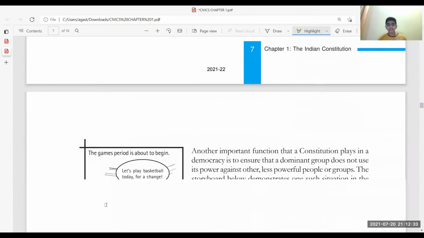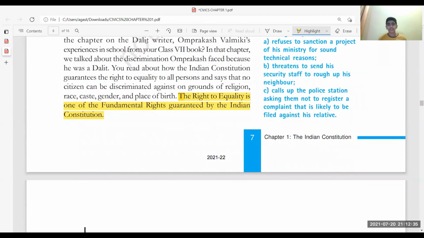So guys, this is part 2, and in the next video we'll learn the third main purpose, along with how a constitution safeguards against one group dominating another group. We'll learn it, nothing to rush. I hope you understood the chapter.